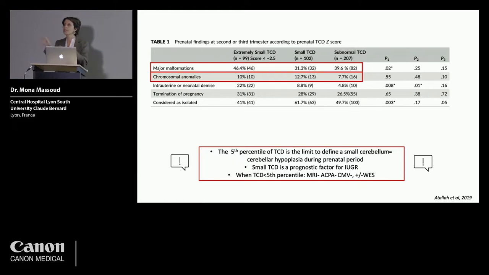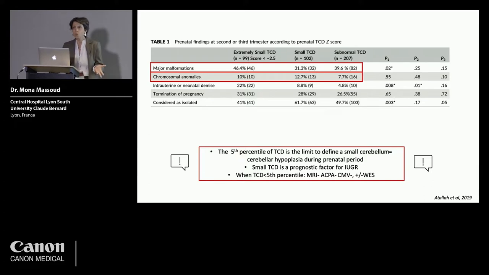We divided our groups into three groups regarding the severity of the transverse cerebellar diameter: if it is below the fifth percentile, below the third percentile, and below the first percentile. And the deeper you go, the more malformations are associated with the small cerebellum. Anyhow, even though the cerebellum is between the third and the fifth percentile, it is associated with a significant percentage of anomalies: major anomalies, cardiac anomalies, and chromosomal anomalies.